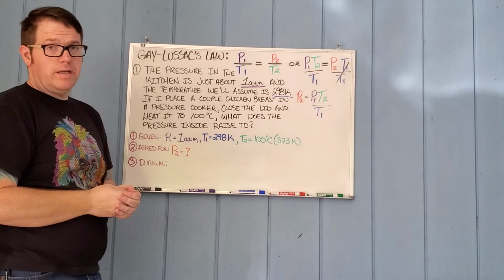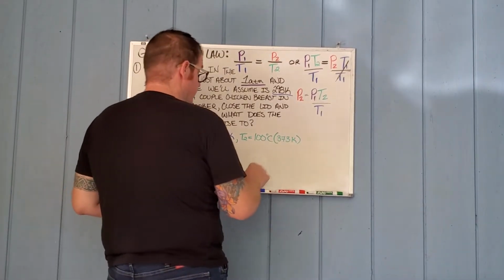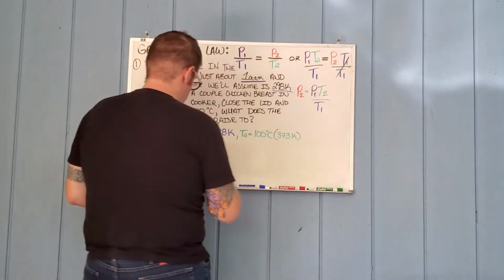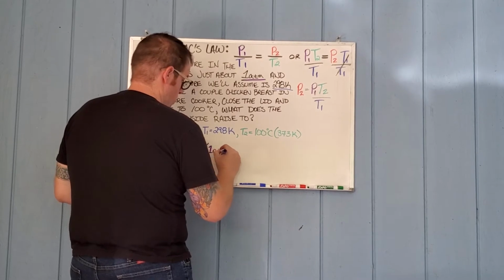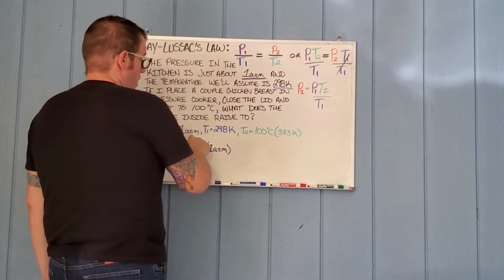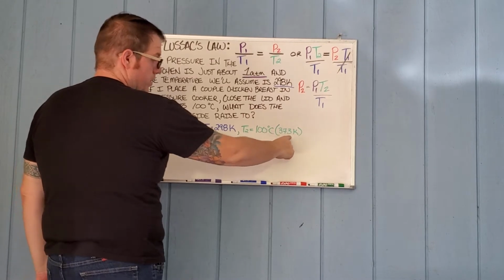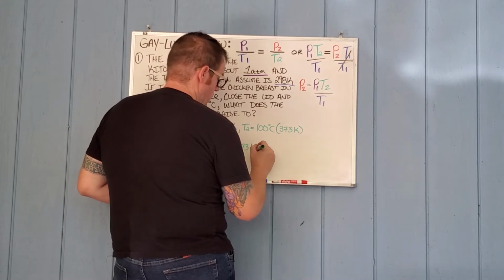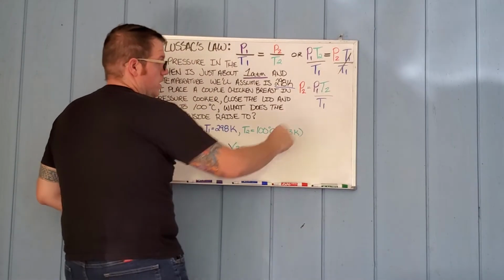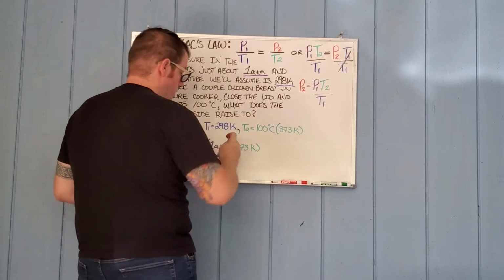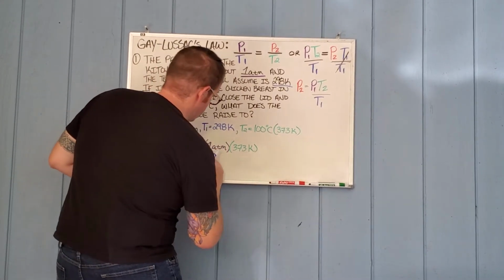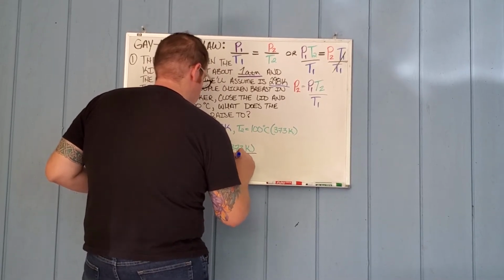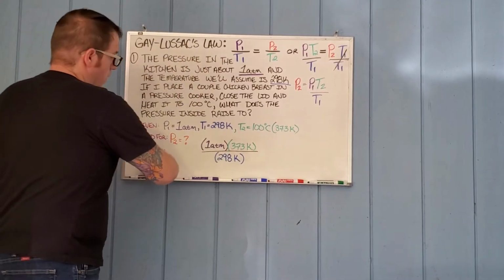Okay, so we're going to plug in our values, crunch the numbers, and see what we get. So P1 is 1 atm. So I'm going to start with 1 atm times T2. We're going to use the Kelvin because we always have to have our temperature in Kelvin when dealing with gas laws. Times 373. We're going to divide that by 298 Kelvin. Then we can go through and cancel our units.